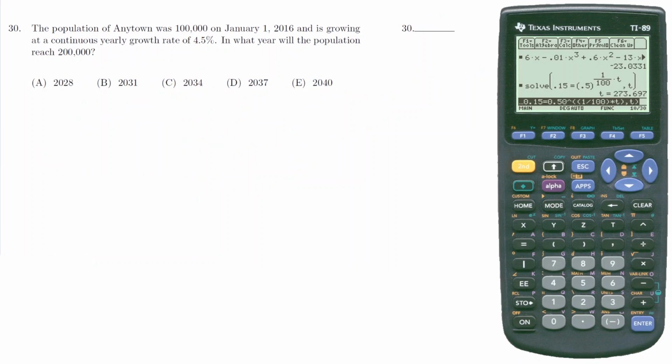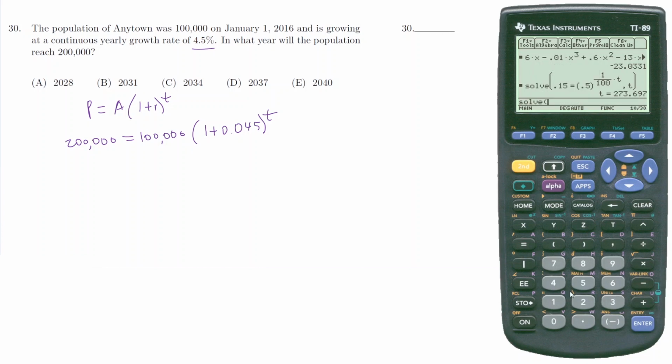Next, the population of a town was 100,000 in January 2016 and is growing at a continuous rate of 4.5%. If it is a continuous rate but a yearly growth rate, then I have to use this whole formula: P is equal to A times 1 plus r to the power of t. P is my final 200,000, A is my current 100,000, and 1 plus r is 1 plus 0.045 to the power of t. And I have to find t.